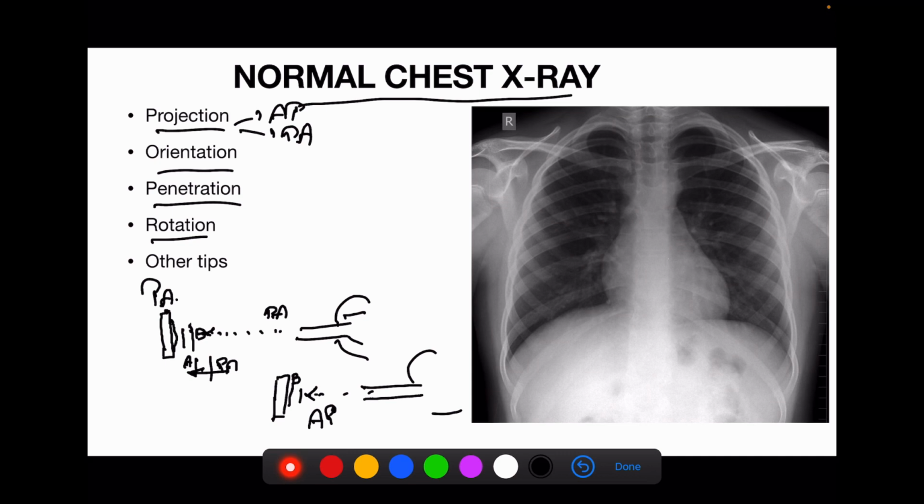So that is as far as projection is concerned. The standard chest x-ray is always PA. Unless it's labeled as AP, it is PA. But sometimes it might not be labeled as AP also. So you need to know certain things to find out whether it's AP if it is not labeled like that. So here you can see the PA film.